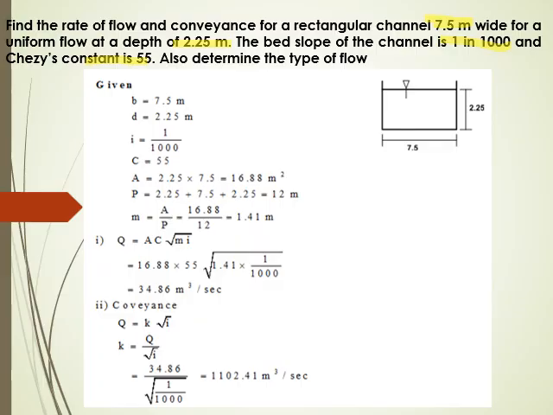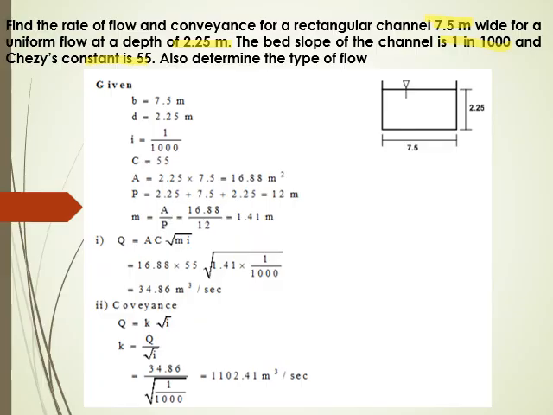Then the discharge formula, where Q is equal to AC into square root of mi. When I substitute the values of A, m, i, we get the value of Q is equal to 34.86. With respect to the value of Q, we can calculate the conveyance factor K, where Q is equal to K into square root of i. So Q is known, i is known, so K is equal to Q divided by square root of i.